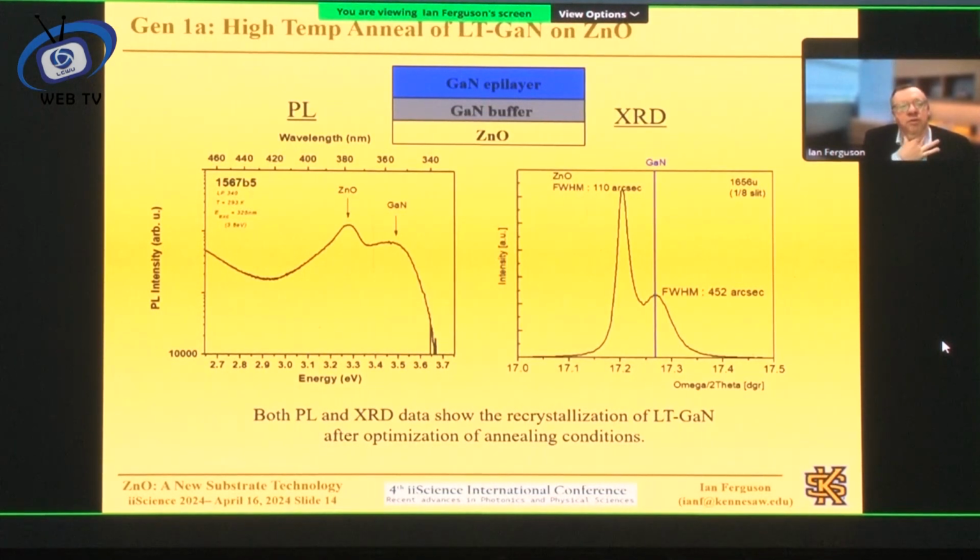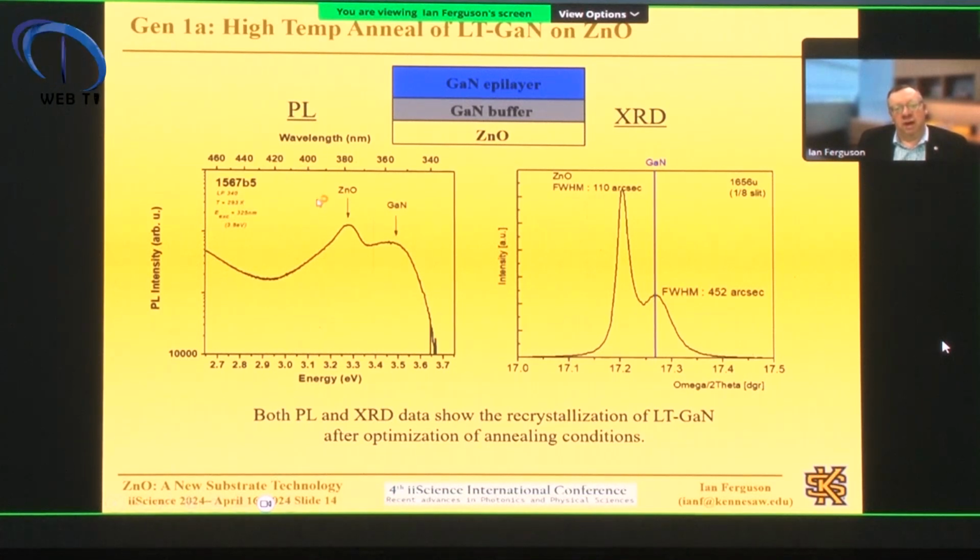So what did we start by doing, this is sort of the first generation of the product, was to actually try and grow a layer of gallium nitride where we grew a buffer layer at variable temperature. And what we were trying to do was essentially stabilize this interface between the zinc oxide and the gallium nitride buffer. And two things we can see from this. One is, if we look at the X-ray, the zinc oxide layer is definitely there. There doesn't appear to be a large amount of interaction between the layers, but we can also see a gallium nitride layer with a reasonable full width at half maximum.